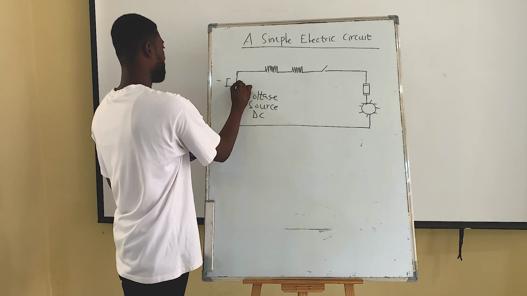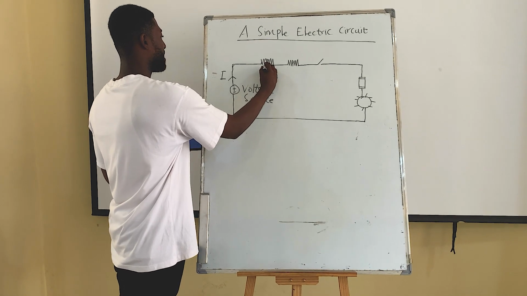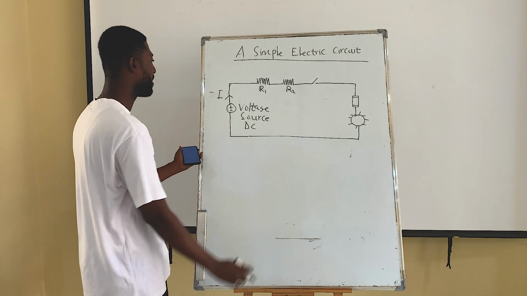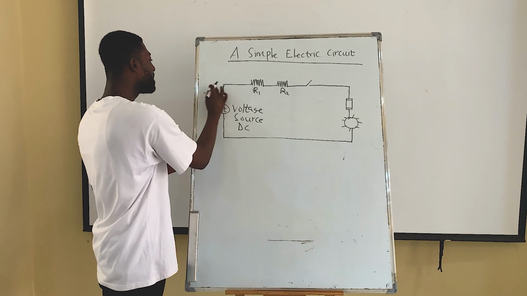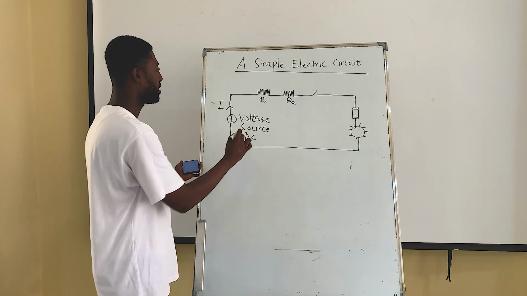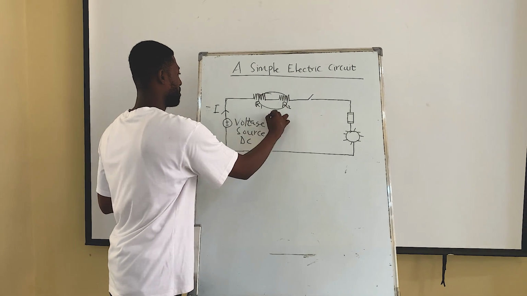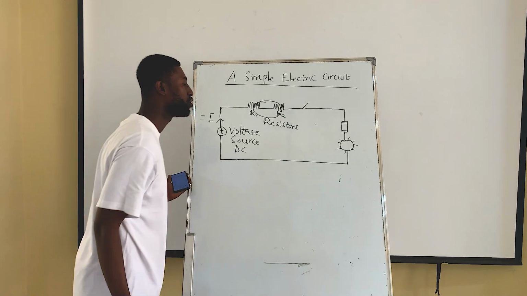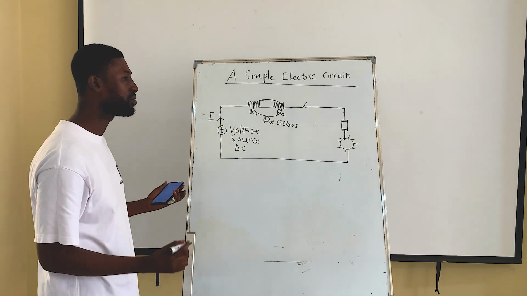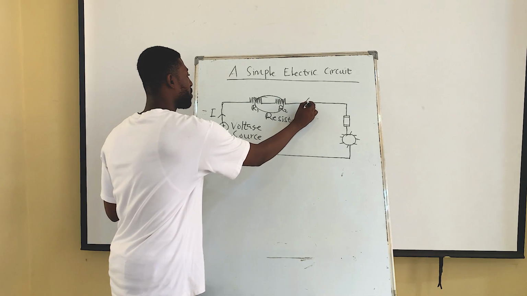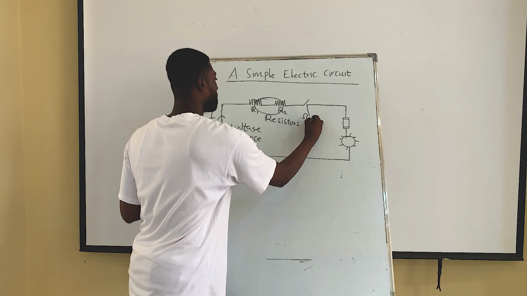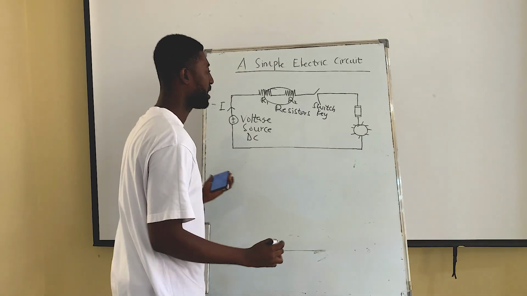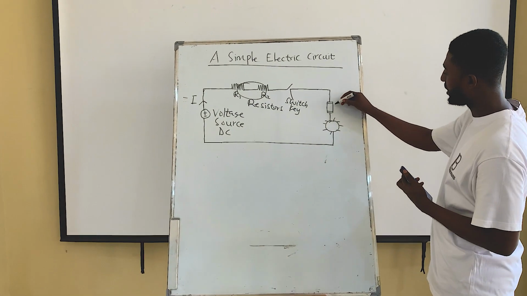So this is the current. Now, these are resistors R1 and R2, which are connected in series. The function of these resistors is to impede the flow of this current. Then to either close or open the circuit, that is to switch the circuit on or off, we have the controlling device here, which is the switch or key. Then the fuse is connected here.